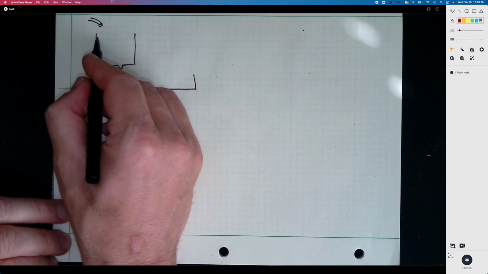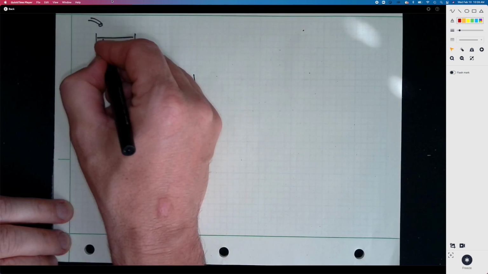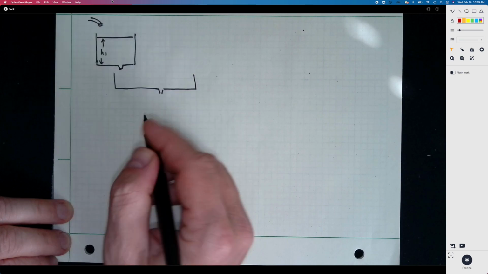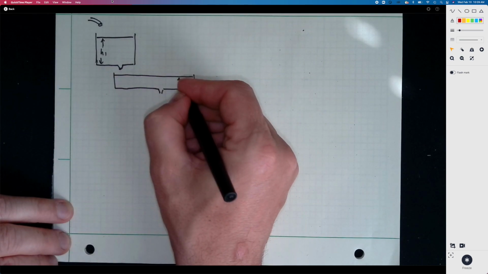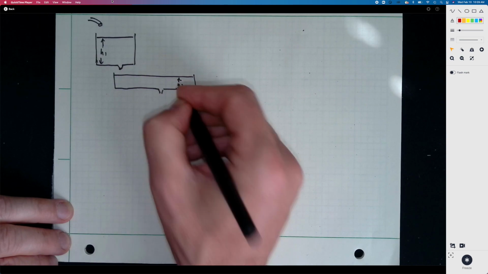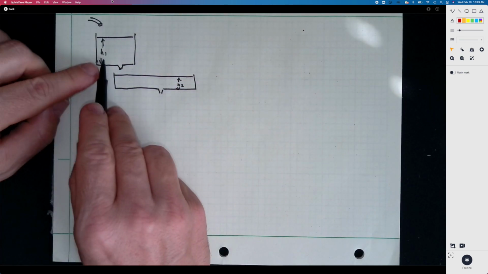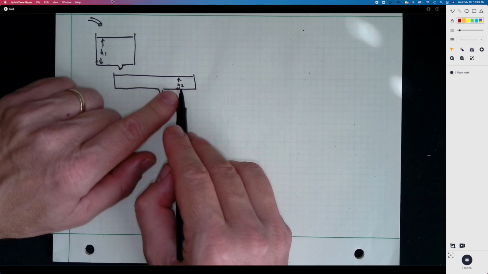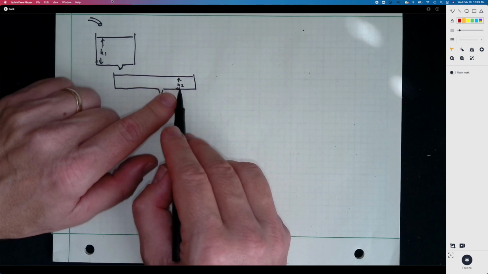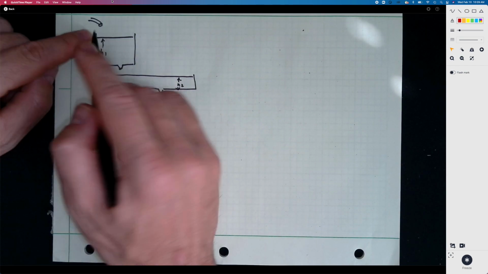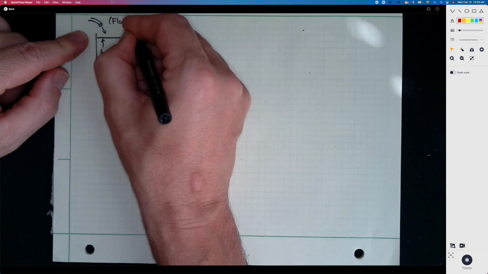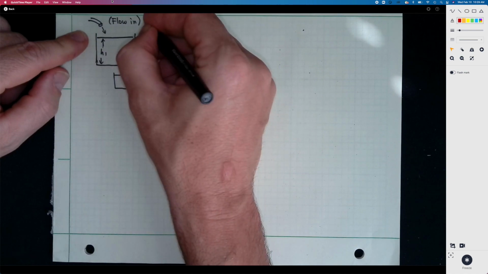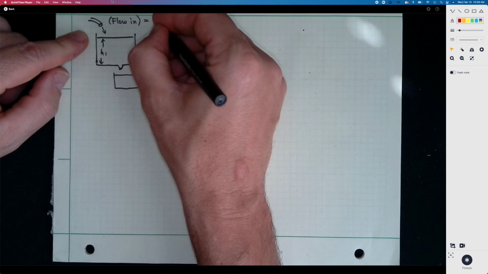And I've shaped the tanks differently so that we can have more interesting dynamics. So the first tank has a water level H1, the second tank has a water level H2, and the flow in to the first tank is going to be prescribed. So flow in is just R of T.